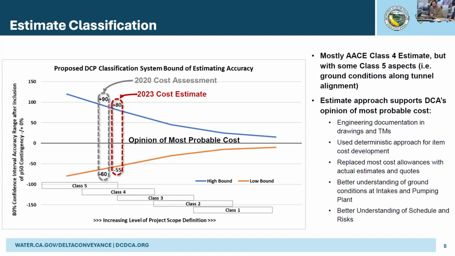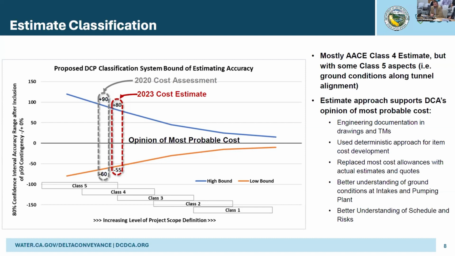We have a tremendous amount of engineering and documentation around the project, even at this early stage. We've prepared several hundred design sheets for the various projects and even the preferred project. We've got a number of technical memoranda. We've done a lot of engineering analysis, but still probably the most limiting factor would be uncertainty around ground conditions. For the estimate, we've used deterministic approaches, so that's building up from the bottom up instead of using stochastic or statistical relationships, which is often done.